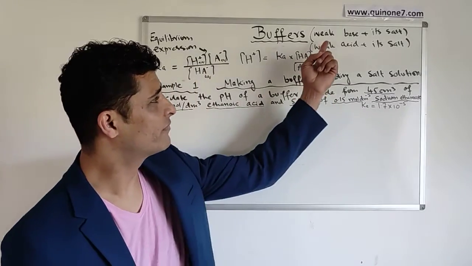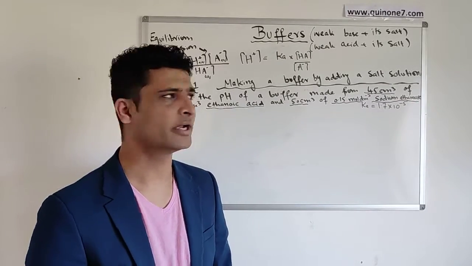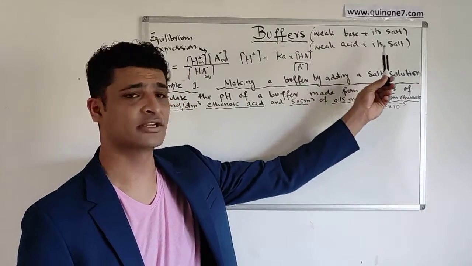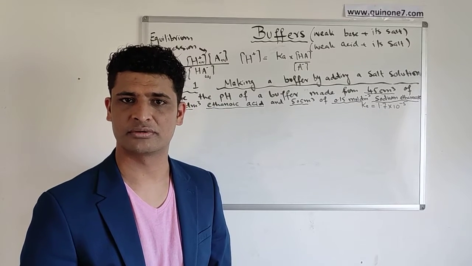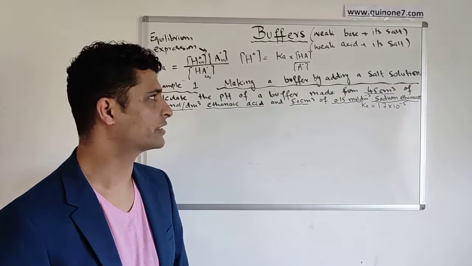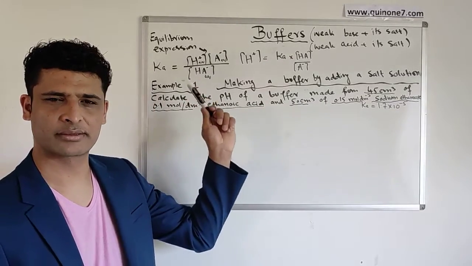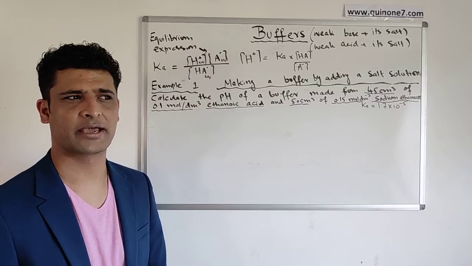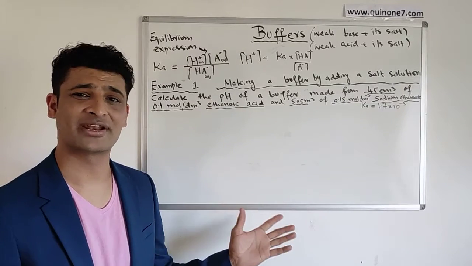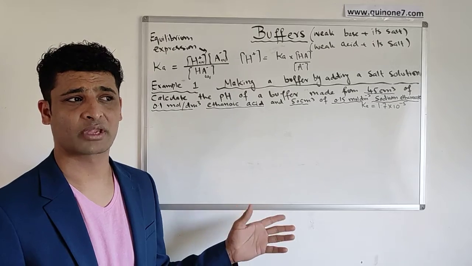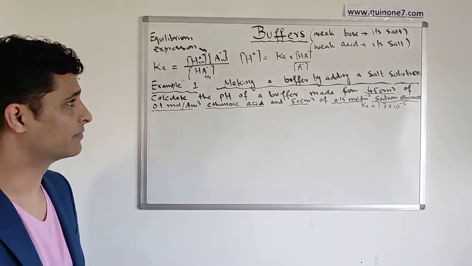Buffers can be made by using a weak base and a salt, like ammonia and ammonium chloride, or a weak acid and a salt, for example, any carboxylic acid along with the salt, the sodium carboxylate ion. We can use the equilibrium expression. We are still going to use it to calculate the pH of the buffer. We have done that using the weak acids and bases, and we're going to use the same one again for the buffers as well.